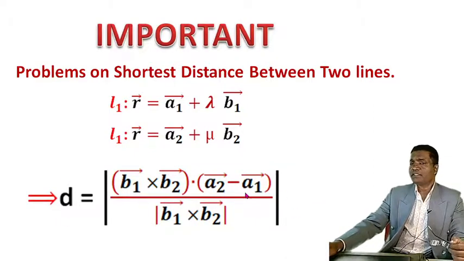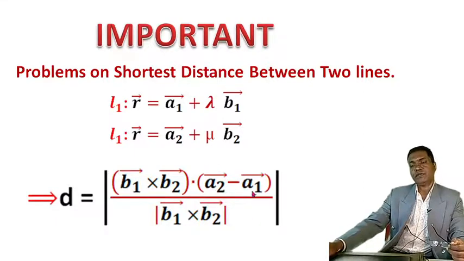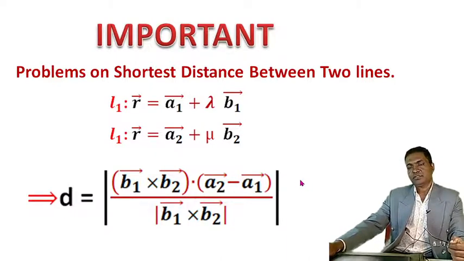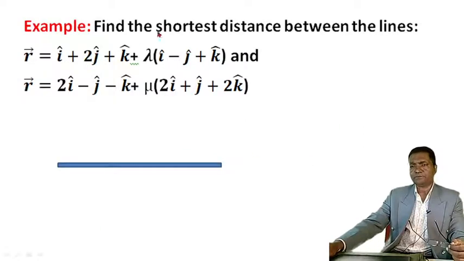From the given example, first you need to find what are vectors a1, a2, b1, b2, and you have to find a2 vector minus a1 and b1 cross b2, and their dot product and magnitude of b1 cross b2, and substitute here. That's the thing. So first you need to compare the given equation with these two equations. So let's have the first example.